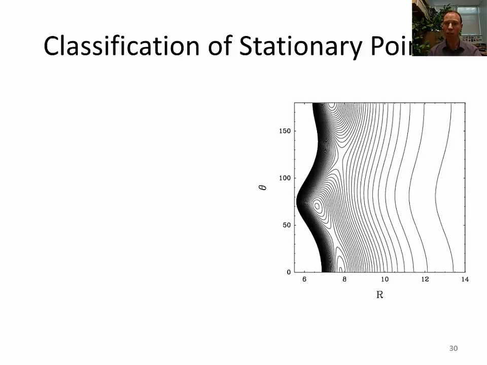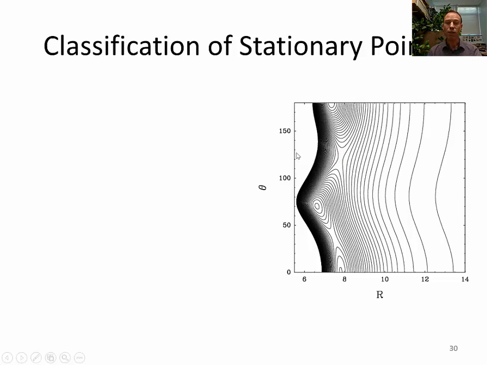So here is an example of a potential energy surface where you have an angle and you have a distance. And you can see here you've got a minimum here, you've got a deep minimum here and a minimum here, and this point here is a transition state. If you think about it, the gradient at the minimum and in the transition state are going to be 0, but they're very different types of points.